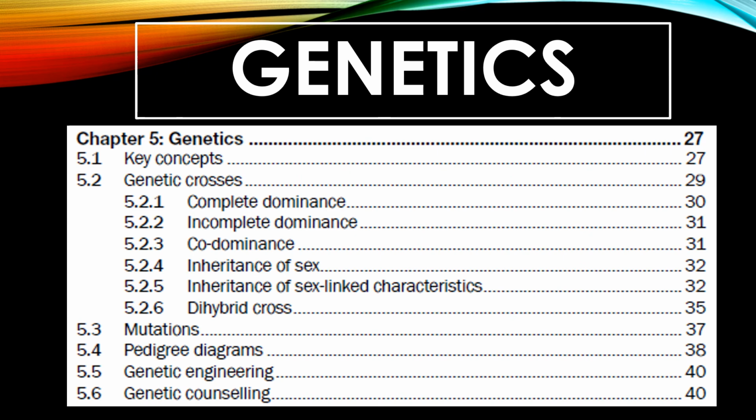And 5.3, we need to look at mutations. 5.4, the pedigree diagrams. You need to be able to understand it, and you need to be able to interpret it. 5.5, genetic engineering. 5.6, genetic counseling. Grade 12 learners of Smart Tutor for You, these are the things that you need to know for sure on this topic.